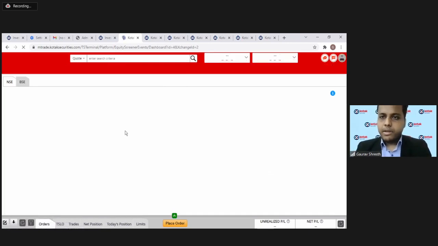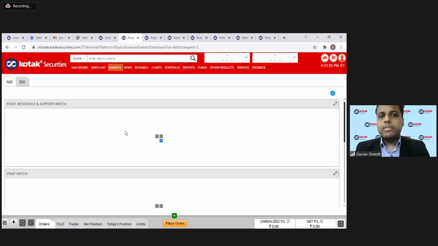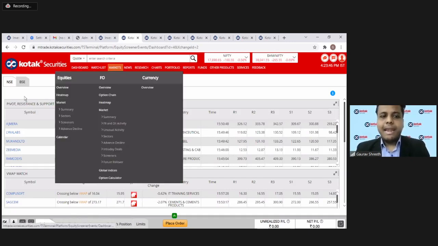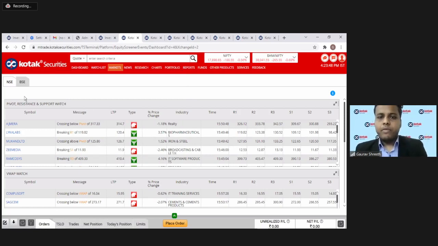The next is the screener, which is a very interesting point. Just like the screener that we covered in the dashboard, it has the same logic. The only difference is that the view is different over here. Under market, when you go to the screener, you will get the entire screener on one page itself.